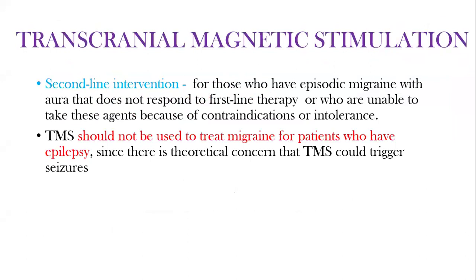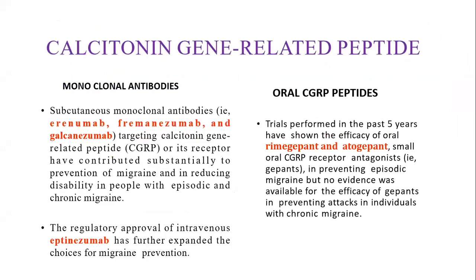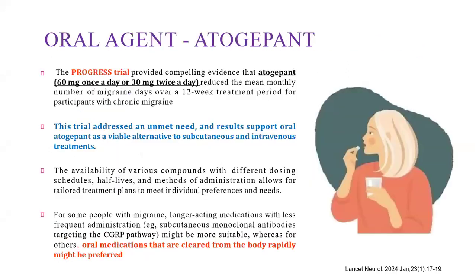Okay. And others are, as I told earlier, the newer drugs, calcitonin gene related peptide monoclonal antibodies. Nowadays, these are all trending therapies. In India, I think erenumab and galcanezumab are available. Erenumab, galcanezumab, fremanezumab, and eptinezumab are the parenteral preparations, subcutaneous and intravenous. And rimegepant, atogepant, and ubrogepant are oral CGRP antagonists. These are used commonly. Okay.